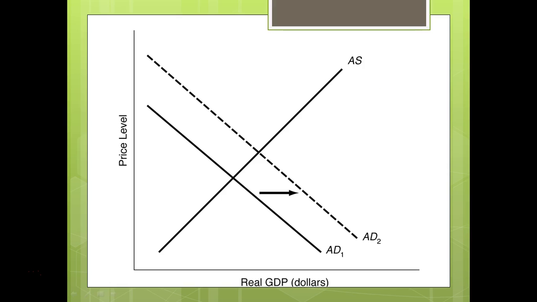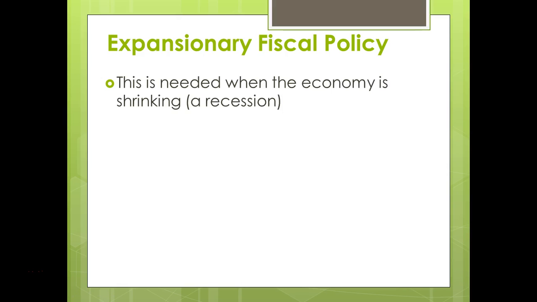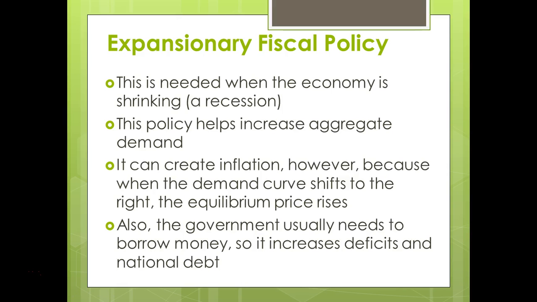Let's take a look at how that works on the graph. So you can kind of see this was the first aggregate demand, and this was the price level. And then the new one, the price level, increases. So prices are going up, and that is the definition of inflation, which can be harmful. Also, the government usually has to borrow money to do it, so it increases deficits and national debt, which, as we talked about earlier, can be a problem when you have to pay it back.